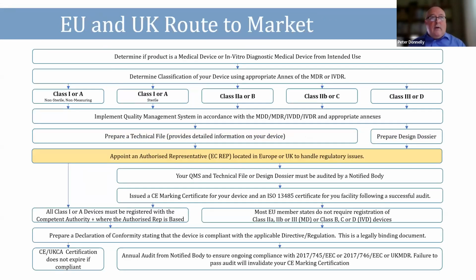If you, as Irish companies, want to sell throughout Europe, we register with the HPRA, which is the Health Products Regulatory Agency in Dublin. And that gives us access throughout the EU 27. But if you want to sell your product in, for example, the UK, then you're going to need an authorized representative in the UK. If you're going to sell in the US, you need an authorized representative there.